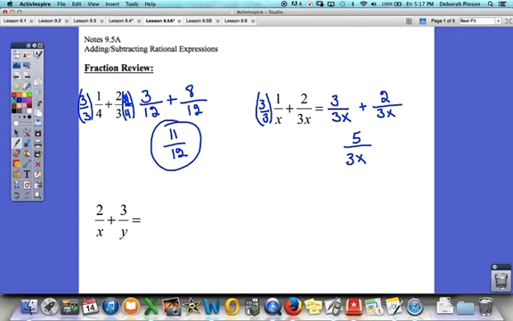Now, one thing you are going to want to do on these, similar to what we did in 9.4, is make sure you state restrictions. You don't really have restrictions if you just have numbers, but here, if my x was 0, 0 times 3 is 0. You're not really supposed to have a 0 in the denominator. So I'm going to restrict 0. X can't equal that.